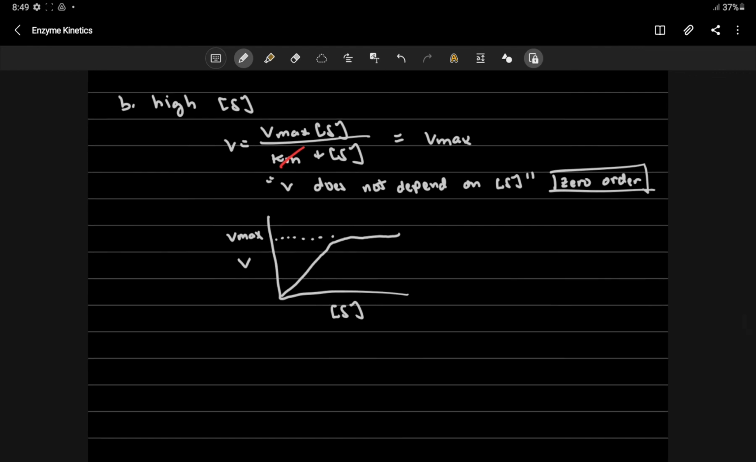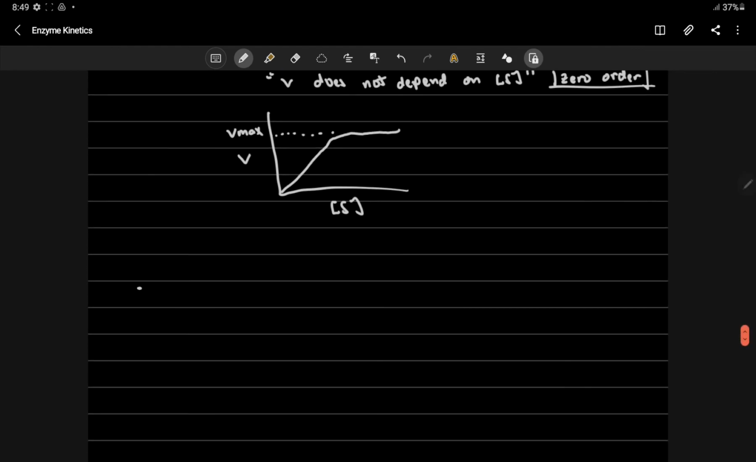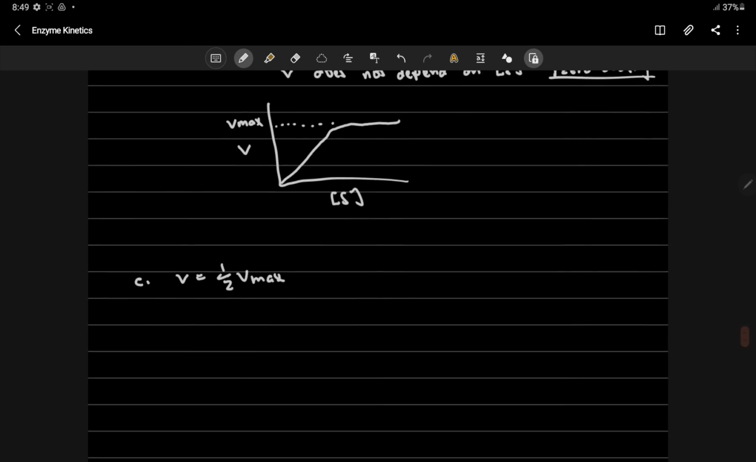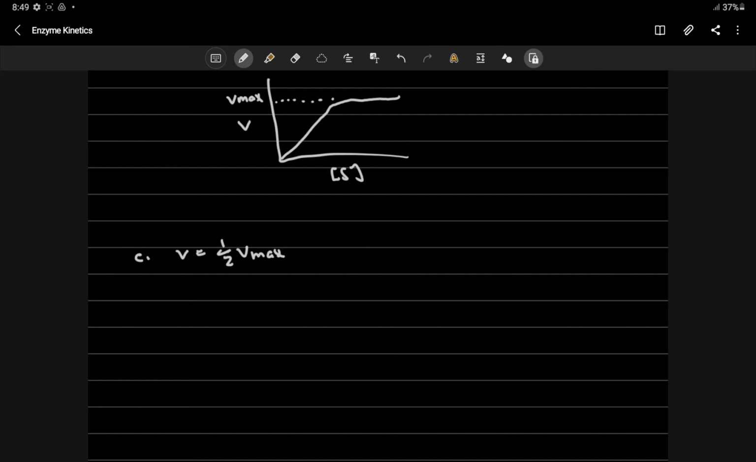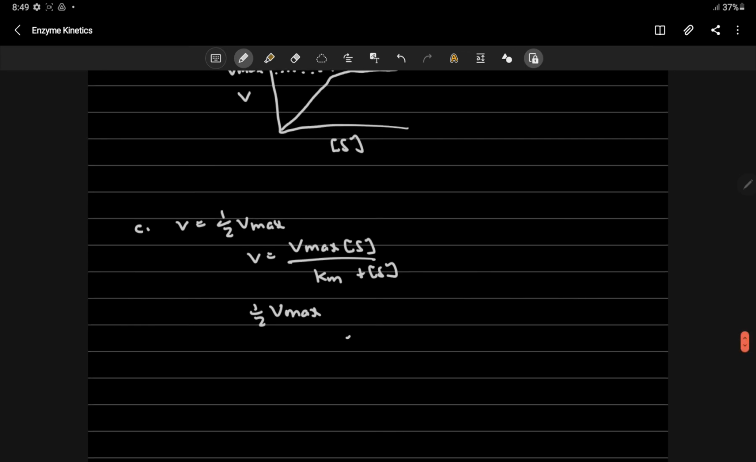Now, I'll have to add here some more information, which is when yung ating rate of reaction is kalahati nung maximum. What will happen? So, let me show you this. If that happens, okay, remember that our equation is V equals V max times S over Km plus S. But V is 1/2 V max. Okay? Or V max over 2 equals V max times S over Km plus S.